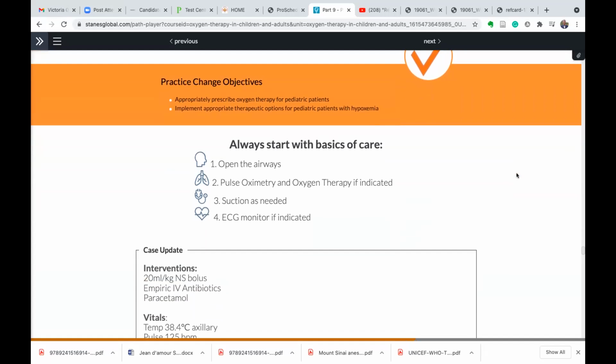For patients with hypoxemia, we need to remember to open the airway, check the pulse oximetry, start oxygen therapy, have an IV for that patient, suction as needed, and EKG monitoring as needed.